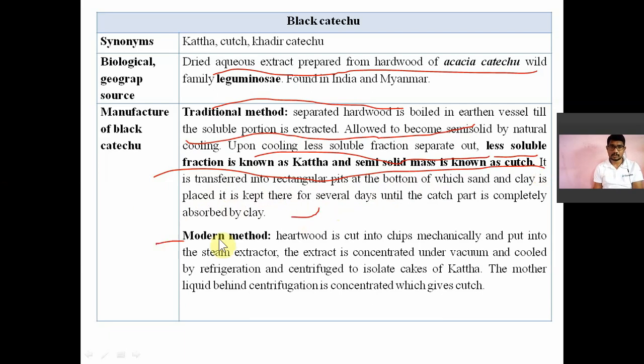In the modern method, we use a different extractor. The hardwood is cut into chips mechanically and put into a steam extractor. The extract is concentrated under vacuum and cooled, and the cakes are isolated by centrifugation. What is left behind after centrifugation is the kach.